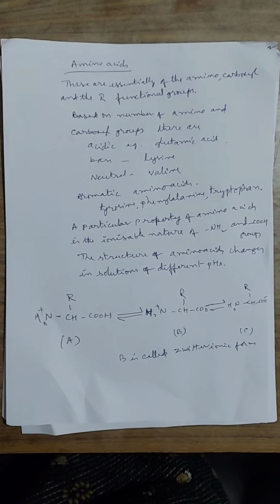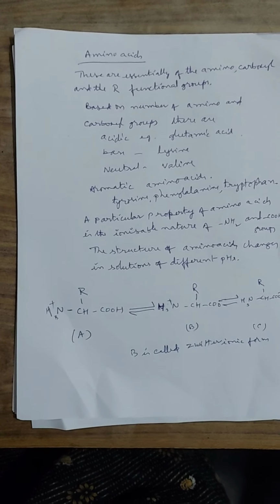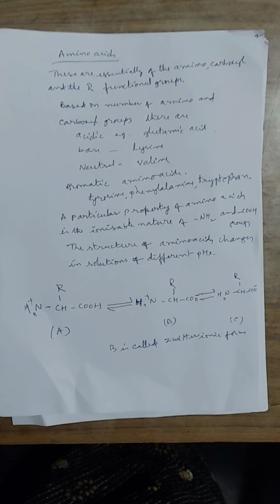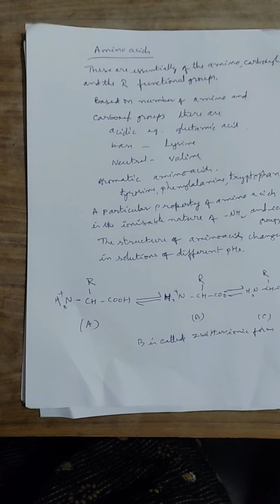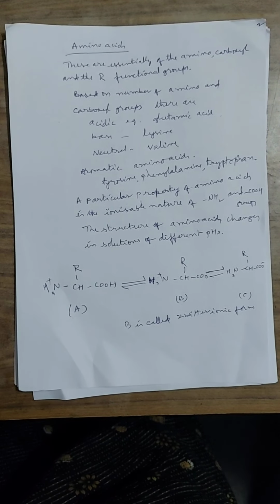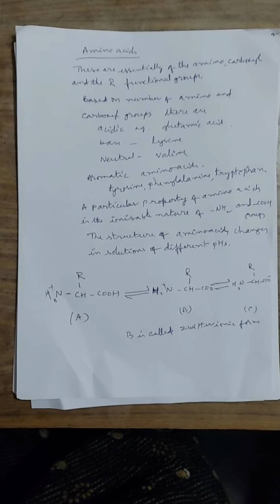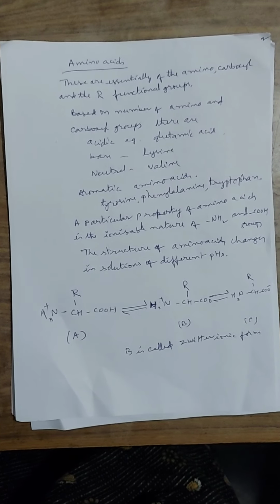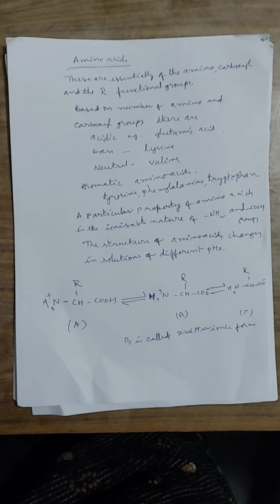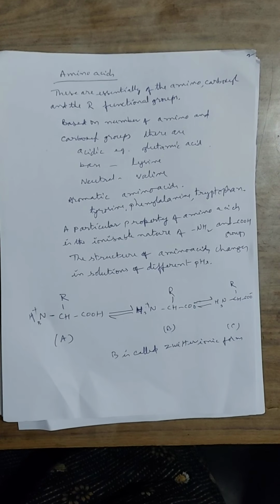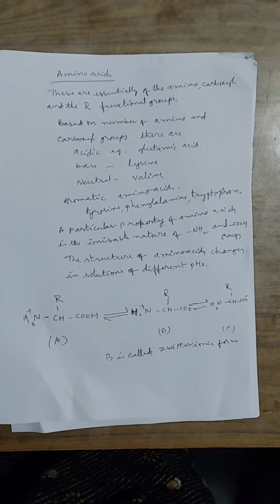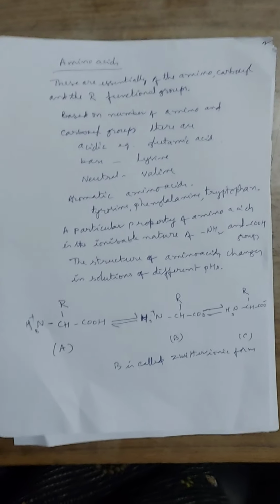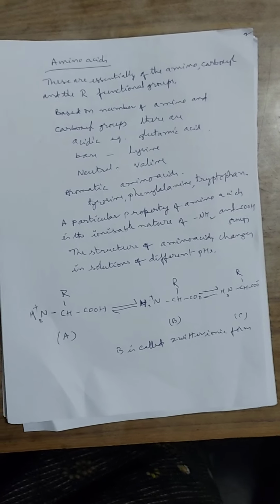Means it is positive and negative. It is converted into A, converted into B. B has positive and negative charge, and B is converted into C. C is converted into B. B gives C. C has NH2, CHCOO minus, R group. So here A is with the positive charge, B is with the positive and negative charge, C with the negative charge. These are converted into different ionic properties in different pHs.